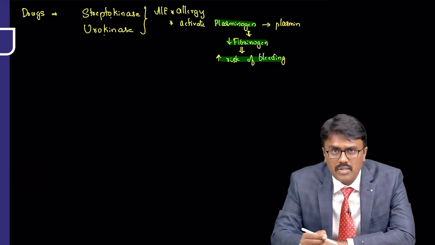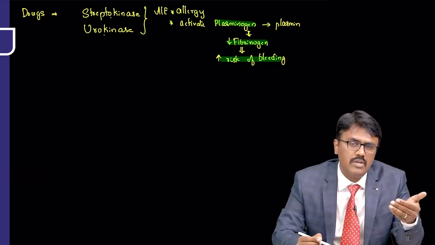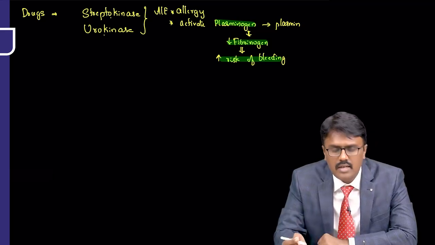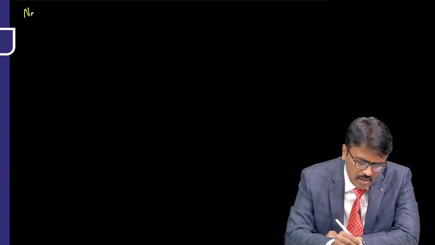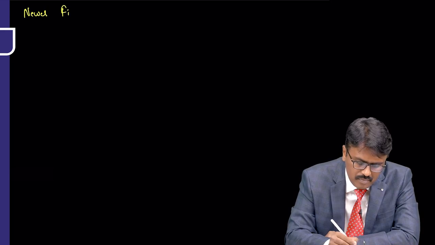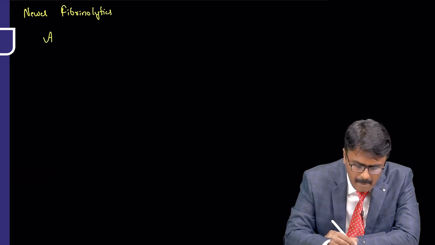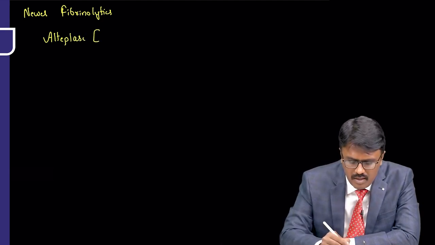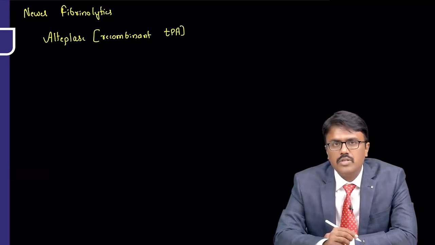Since they produce allergy, if you want to give another dose of the drug to the patient, the body already has antibodies to them, so you have to give a larger loading dose. Because of this, recently we have come up with certain other newer fibrinolytic drugs, and the name is alteplase. Alteplase is a recombinant tissue plasminogen activator. TPA stands for tissue plasminogen activator.